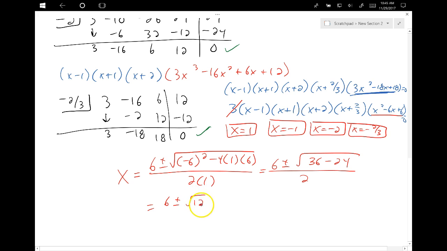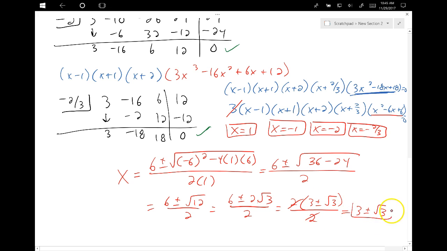It's the square root of 12 over 2. The square root of 12, if you simplify that, is 2 root 3. Sorry, over 2. You can pull a 2 out of the top. They cancel, and you get 3 plus or minus root 3 as your other two zeros.